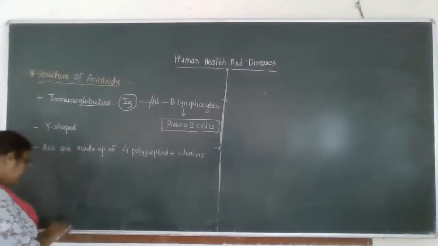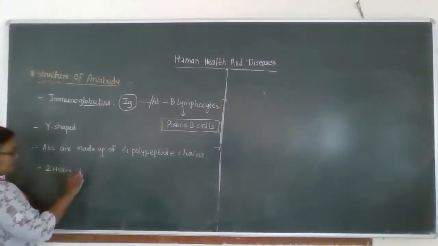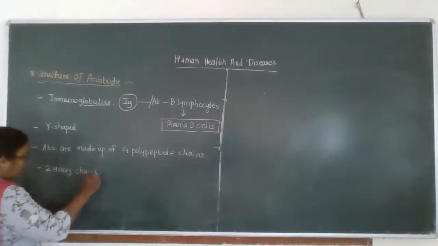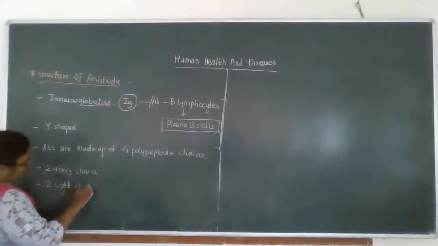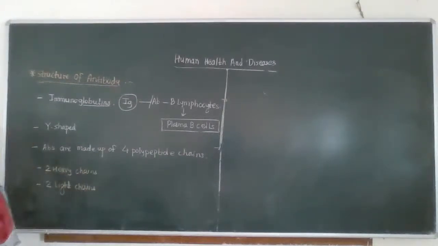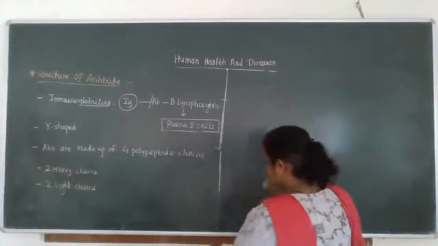Chains. Among these, 2 are the heavy chains and 2 are the light chains. Heavy as well as light chain. So just see the structure of the antibody.